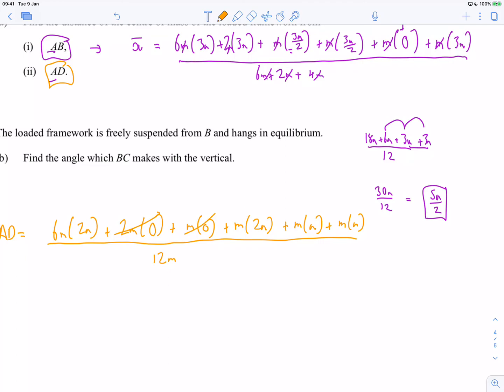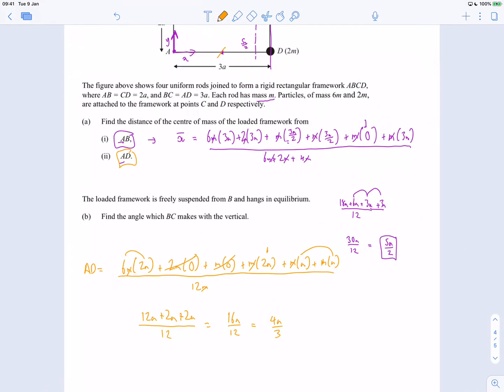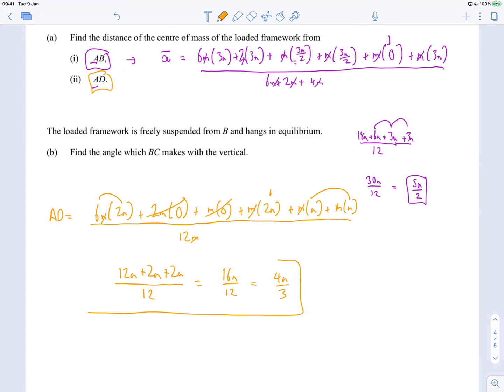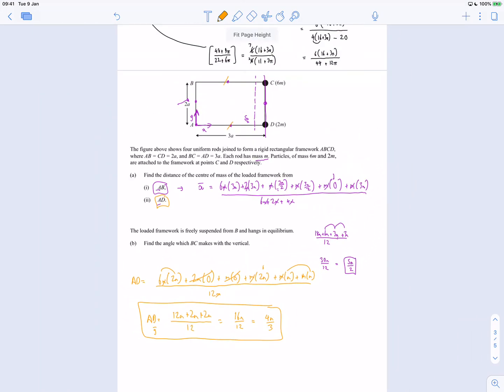So I can divide by m everywhere. So I've actually got 6 times 2, I've got 12a there, I've got a 2a here, and I've got another 2a there, and this is all over 12. So that's going to be 14, that's going to be 16a over 12. Divide by 4 top and bottom to get 4a over 3. So that's 4/3 of a. So it's going to be 1 1/3 up, so it's going to be about there somewhere.